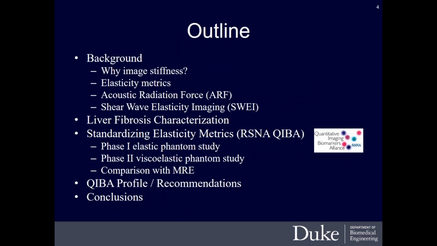So as a general outline, we'll cover some of the background material right off the bat, hopefully have a common language and understanding of how these systems work, quickly review the motivation for characterizing liver fibrosis this way, do an overview of the RSNA QIBA effort that's been focusing on standardizing shear wave speed measurements, including a teaser with how we're comparing that with another modality that characterizes tissue stiffness, which is magnetic resonance elastography. Do a really brief overview of the active profile recommendations that are in process, and then wrap up today with some conclusions.